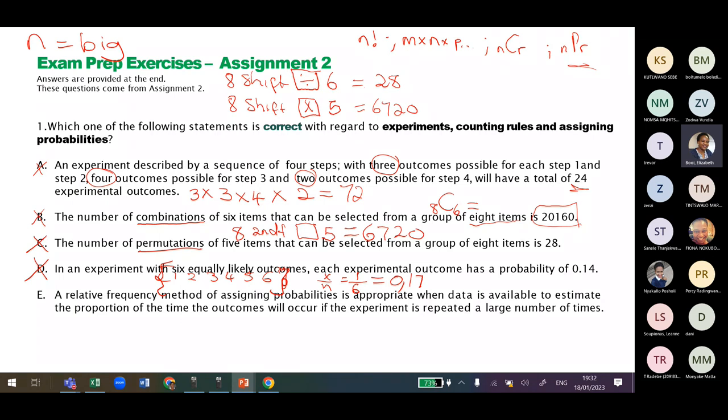So you need to go and read, how do you define what an experiment is? What is an observer? What are the different types of probabilities you get? What is an event? What is an outcome? All those things, you need to know them because they can be asked in the exam as one of the options. So the only correct answer here is E.